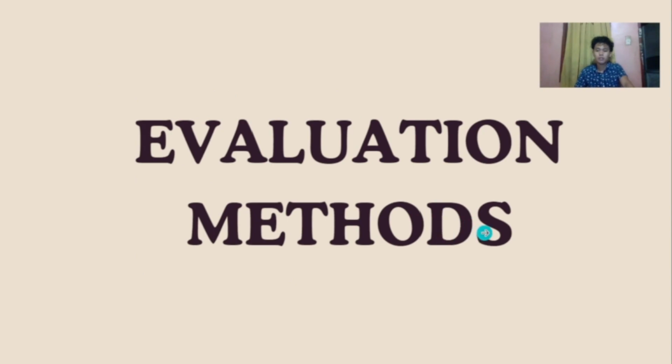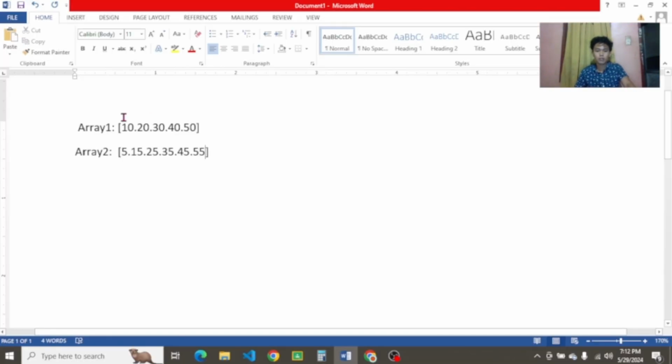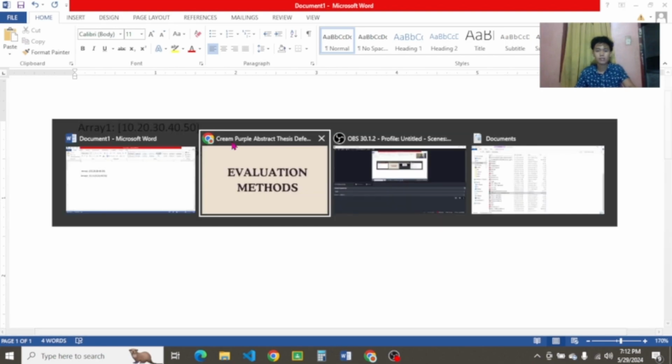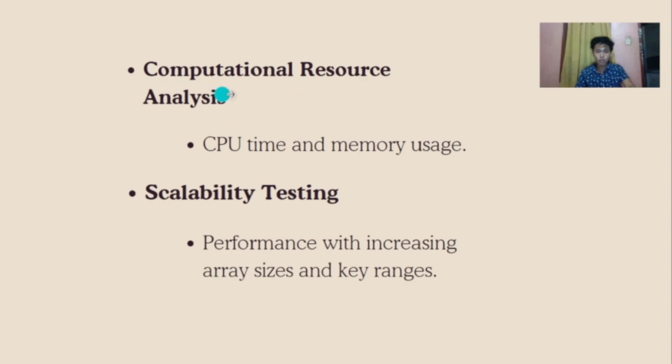Evaluation methods. Consider these two arrays with different numbers of elements. Computational resources analysis: CPU time and memory usage. Measure the CPU time taken by pigeonhole sort to sort both arrays, to evaluate the algorithm's computational efficiency in handling arrays of varying size.